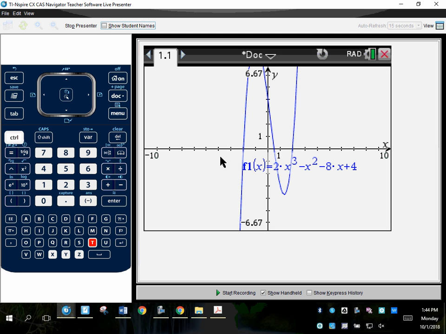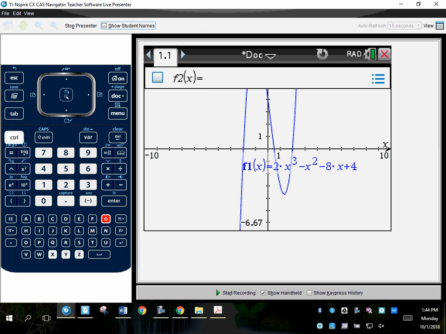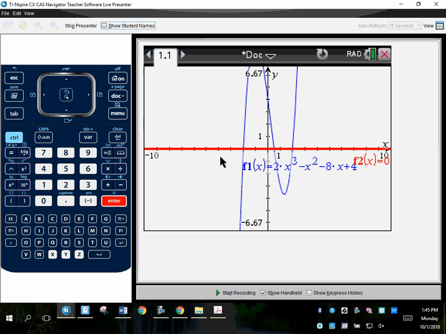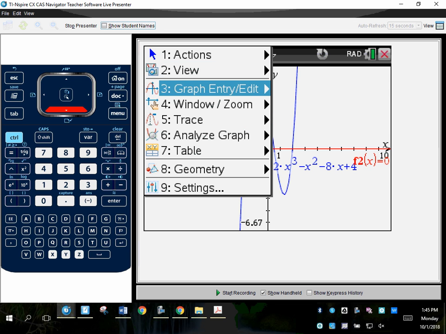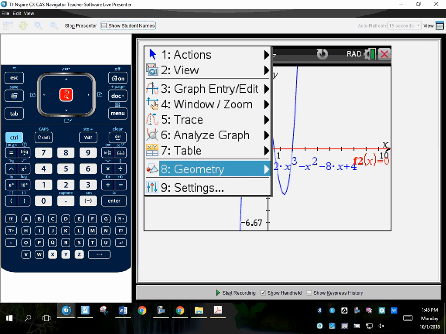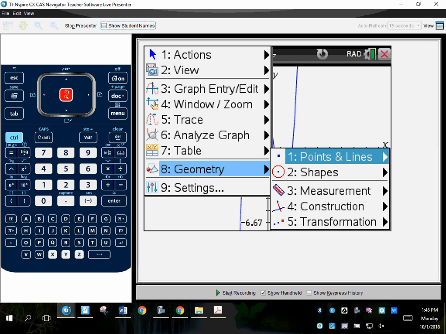Go in right now, please. I think if you hit, does tab get you to the next? How do you get to F2? Tab, hit tab. Now, we need to graph y equals 0. So don't worry, the F2 is the same as y equals. Just put in a 0 there. Now, how can I hit all 3 of those at once? Intersection points, remember. Go down. This is probably one of the few times we're going to use geometry. Go down to geometry, go over. We need points and lines and intersection points.